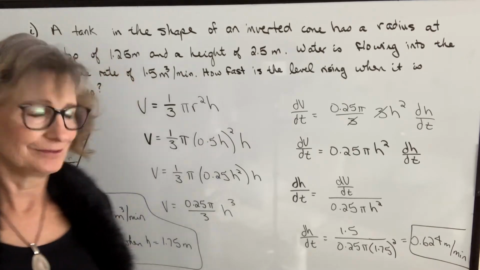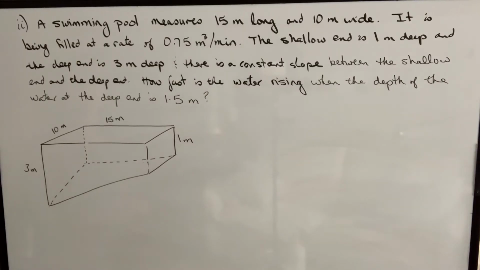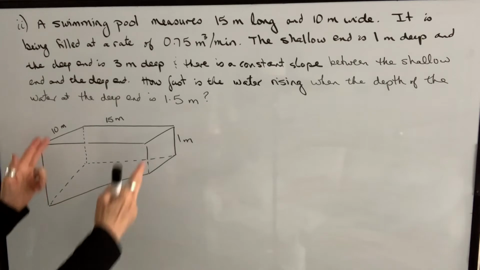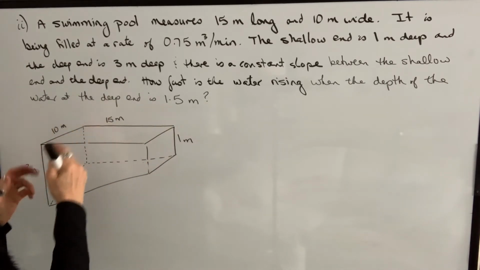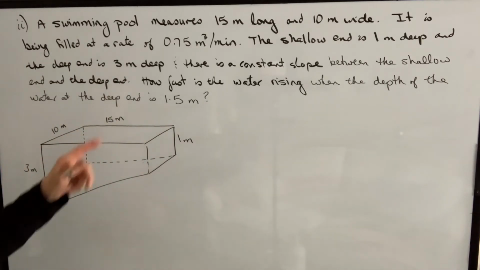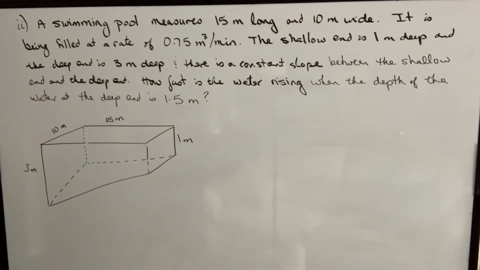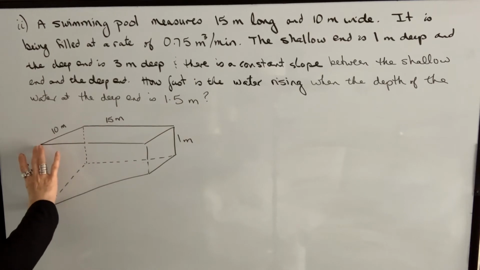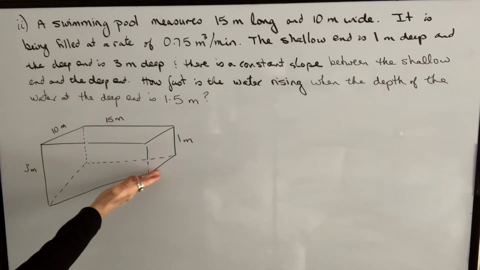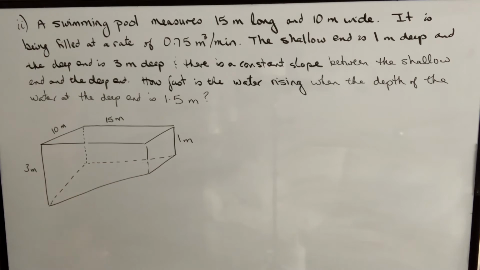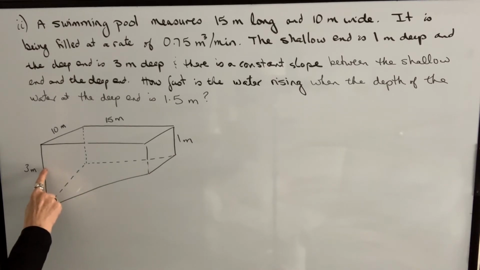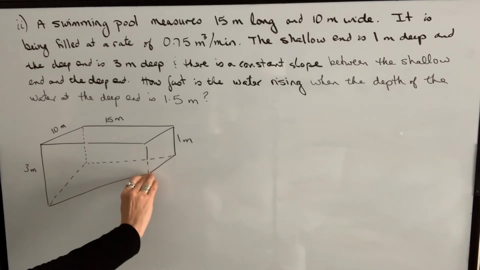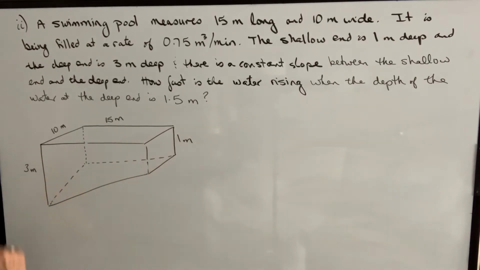Let's try one more. Okay, our next question says a swimming pool measures 15 meters long, 10 meters wide, and it's being filled at a rate of 0.75 cubic meters per minute. The shallow end is 1 meter deep, the deep end is 3 meters deep, and there's a constant slope between the shallow end and the deep end. How fast is the water rising when the depth of the water at the deep end is 1.5? So it won't even be up to this point yet, at 1.5.